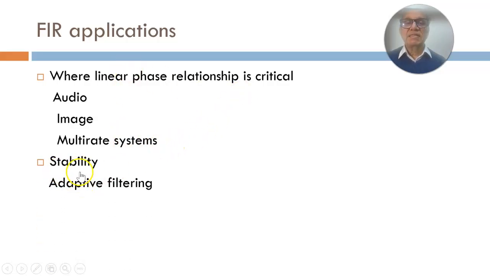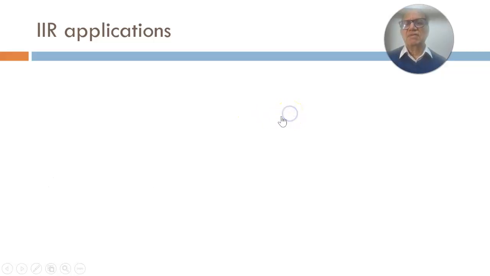Also where stability is important. For example, in adaptive filters, stability is important because you're using feedback. So therefore FIR filters have these applications because of their properties of being highly stable and linear phase relationship. But if the linear phase relationship is not critical and stability can be ensured for the IIR filter, then you will use the IIR filter.